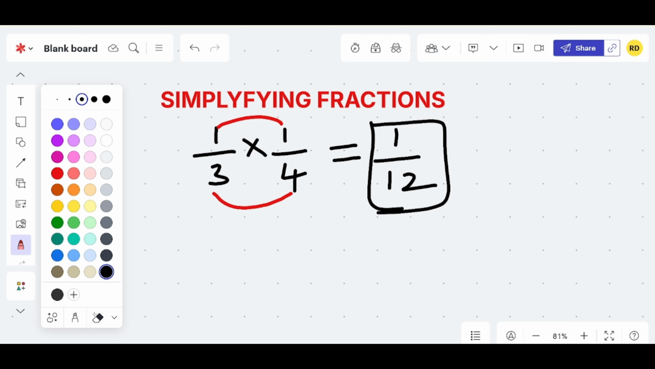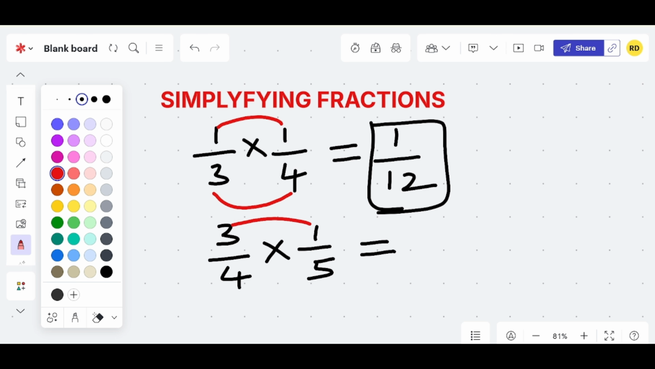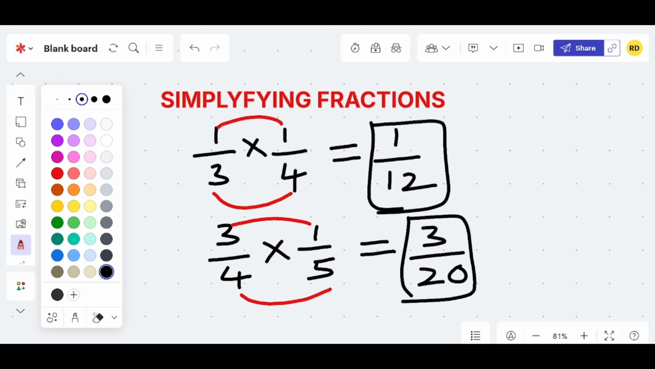Let's take another example. How do we multiply 3/4 by 1/5? So to do this, again the same thing. You're going to multiply numerator with the numerator and denominator with the denominator. So 3 times 1 is 3, divided by 4 times 5 is 20. So the answer is 3 over 20. So it's pretty easy to multiply fractions. What if there is a whole number with the fraction? For example, say what is 1/3 times 5?